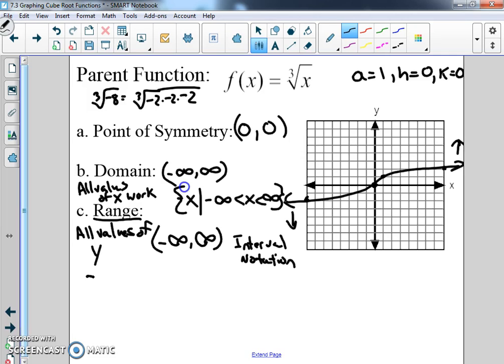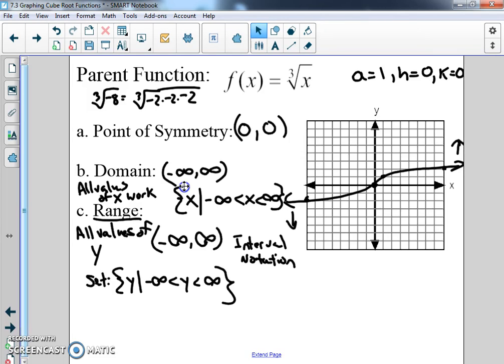And for set notation, we're going to have the set of y values from negative infinity less than y, which is less than positive infinity. So really our domains are always going to be from negative infinity to positive infinity, and our ranges are going to be from negative infinity to positive infinity when we're dealing with cube root functions. Okay. Now again, I said this is the parent function.